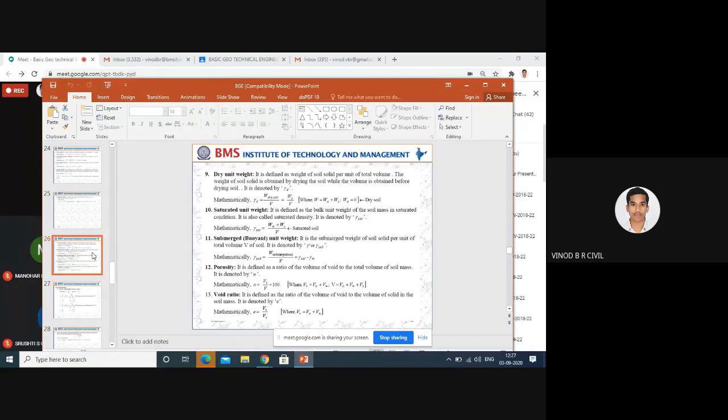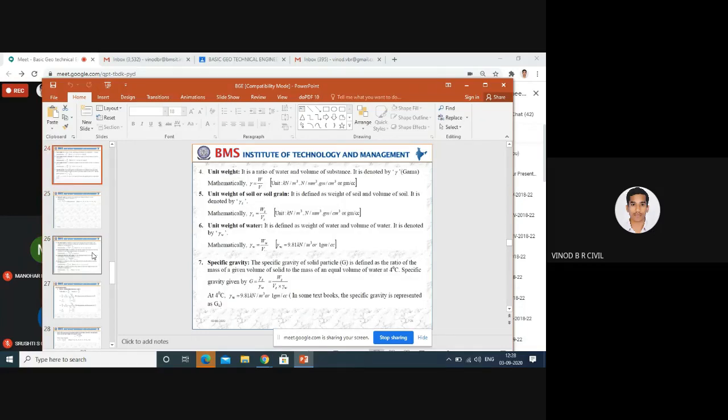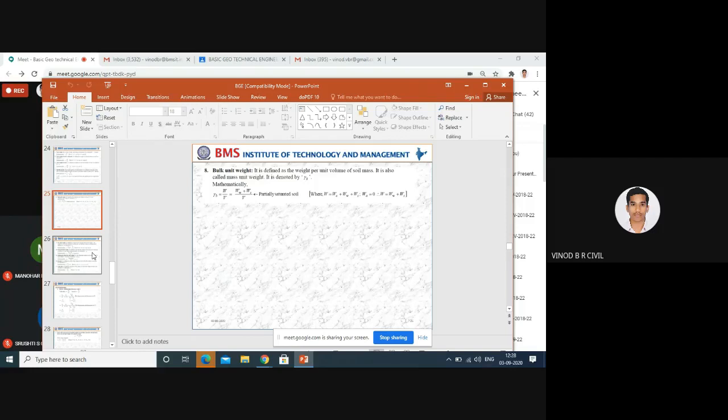In examination also, they will ask for 4 to 5 marks. For example, define porosity, define submerged unit weight, define saturated unit weight, or define bulk unit weight, or define specific gravity. These are the usual questions they will ask in examination, 4 to 5 marks. Write down the mathematical expression also, not just the definition. Sometimes they will ask to use a three-phase diagram or two-phase diagram.